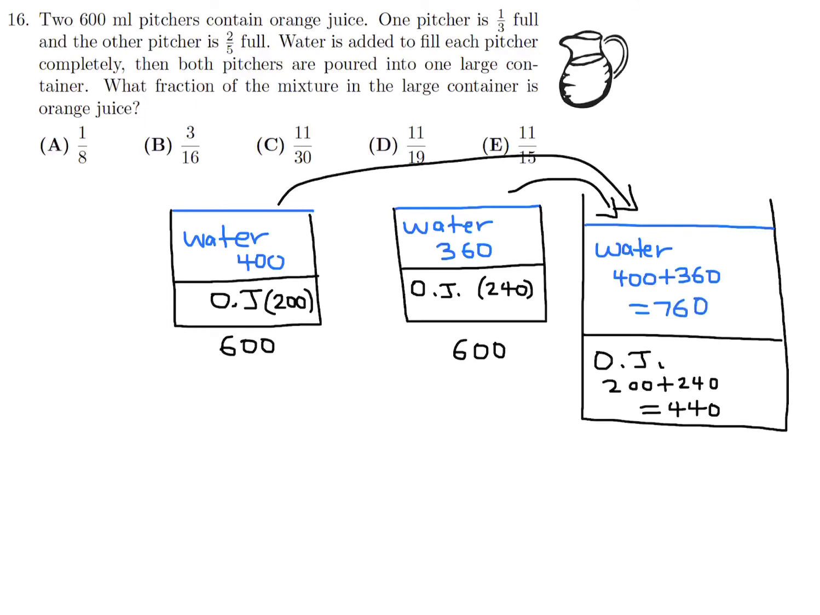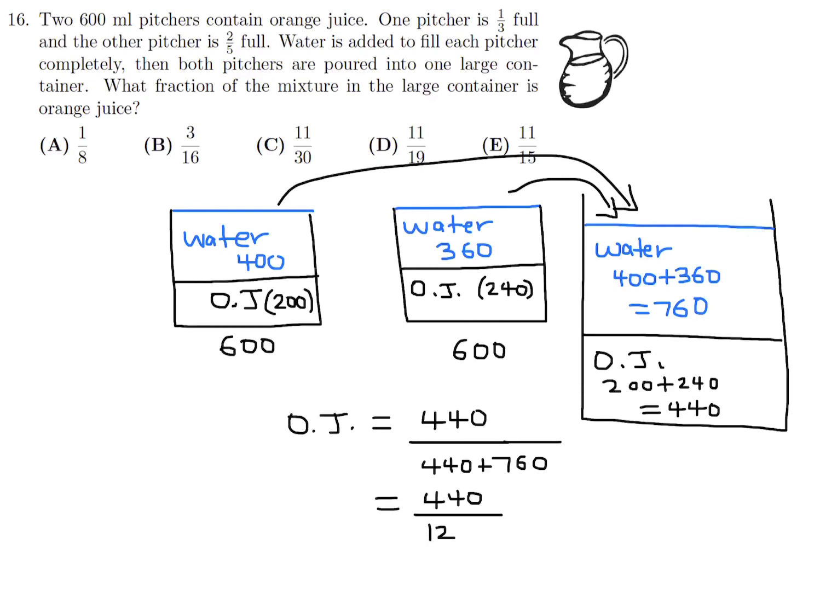And now they want you to figure out what fraction of this mixture in the large container is orange juice. So OJ in this big one is basically 440 divided by the total. All right, be careful there. Don't put 760. Put the total. The total, of course, is 440 plus 760. So this is 440 over 1200. And now, I guess they wanted the lowest term, so 44 over 120, 22 over 60, 11 over 30. There you go. So 16, the answer is C.